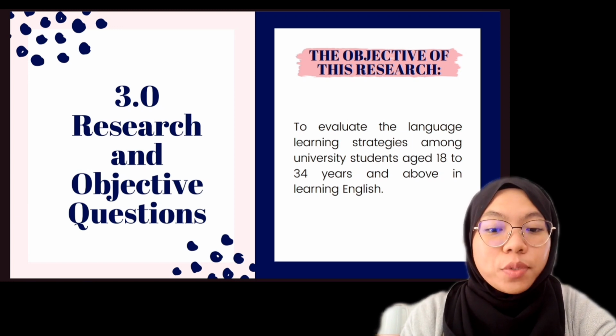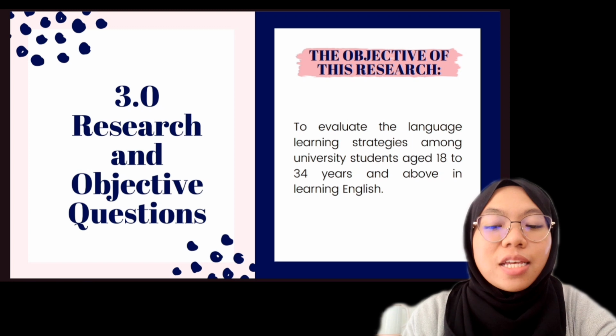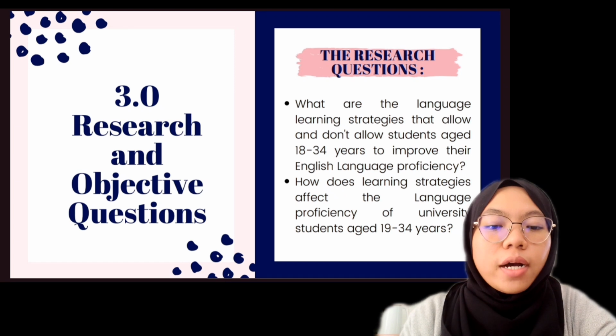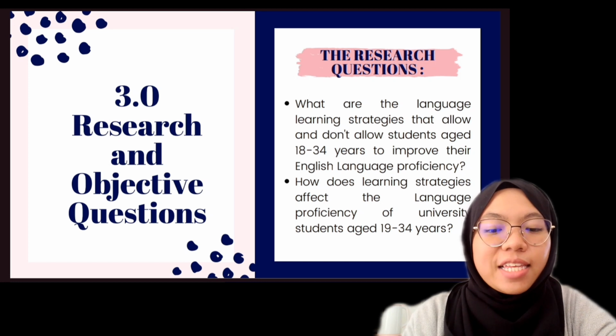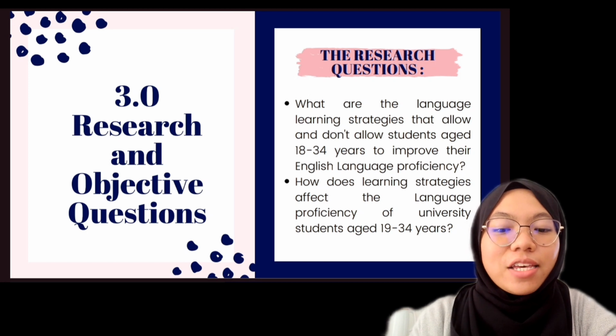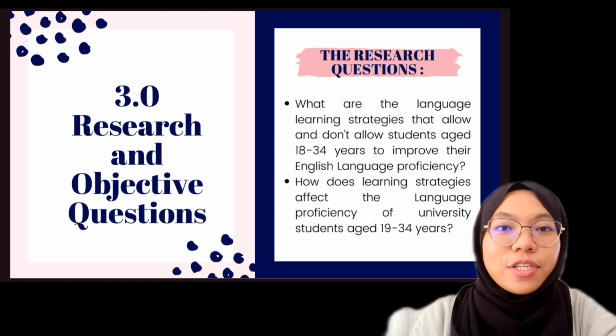Now I would like to proceed with research objective and questions. The objective of this research is to evaluate the language learning strategies among students in learning English. The research questions are as follows. The first one: what are the language learning strategies that allow and do not allow students aged from 18 to 34 years old to improve their English language proficiency? Second one: how do learning strategies affect the language proficiency of university students aged 18 to 34 years old?